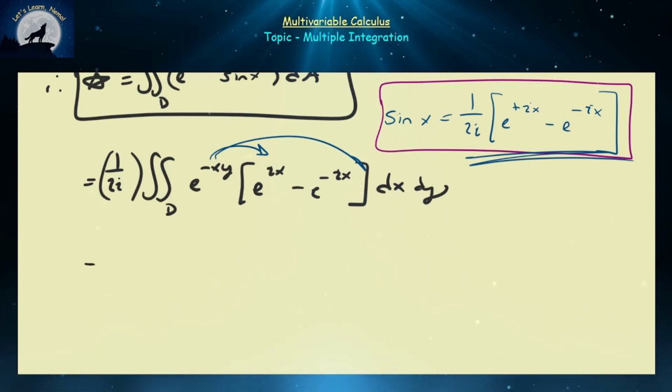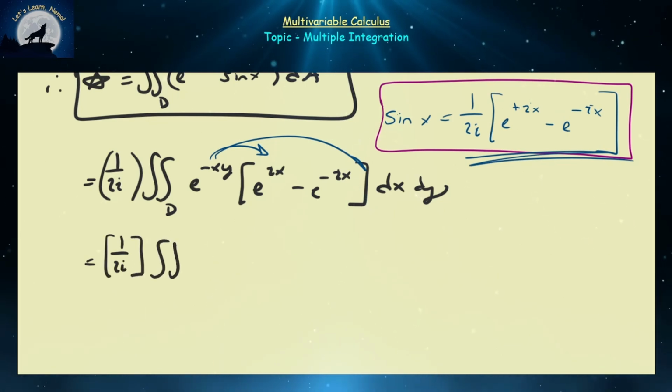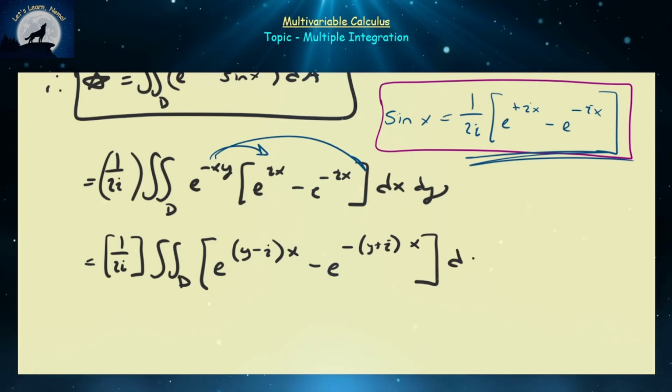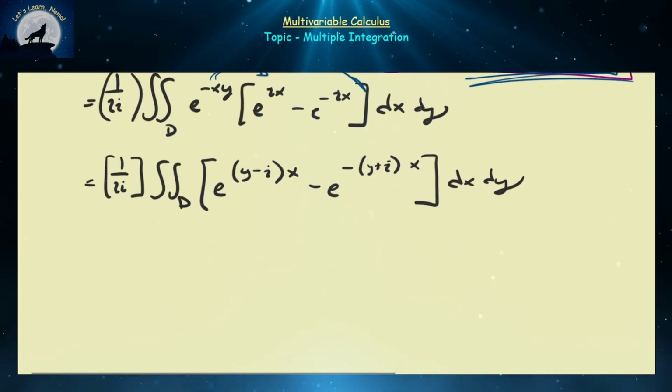So this is actually going to be re-represented as 1 over 2i times the double integral over D, and I can write this as e to the power of minus (y minus ix), and then minus e to the minus (y plus ix), dx dy. Again, I'm going to be doing the x integral first, followed by the y. So that's the integral from 0 to infinity. Keep that in mind, but the other one is as well.